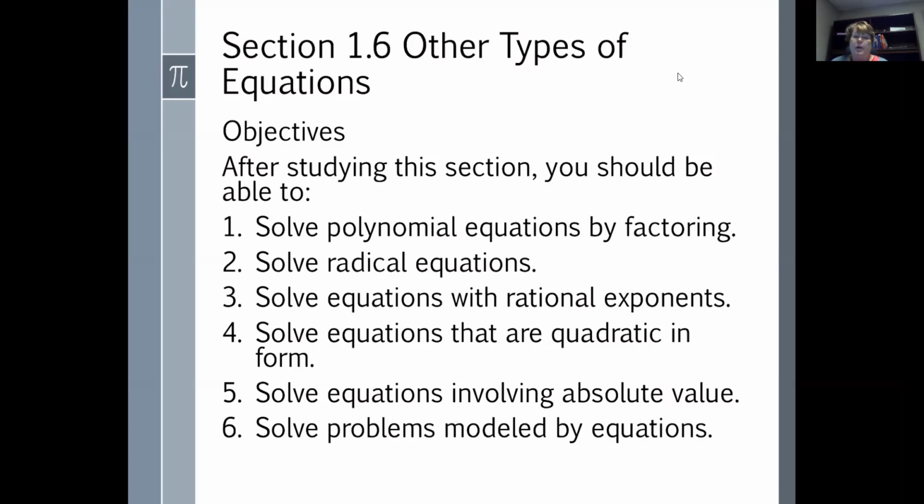Then we're going to solve equations that are quadratic in form. They're not quadratic equations, but they fit the form of the general quadratic equation. Then we're going to solve equations that contain absolute values.